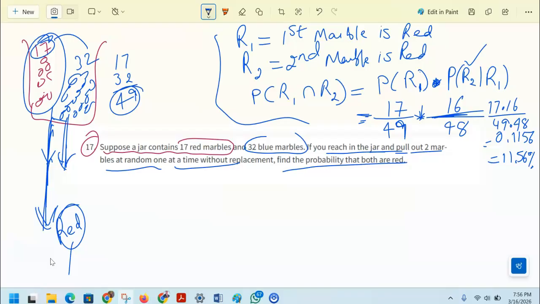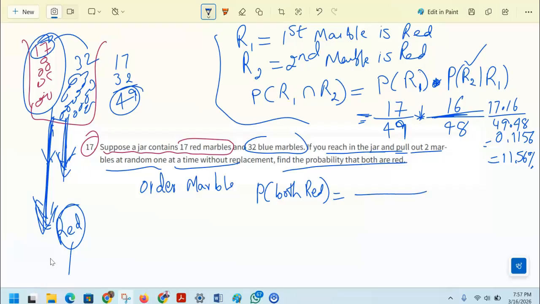The question is, is there another way to do this? And you can see because you're not replacing here, the order matters. So if the order matters, we can also use the permutation rule. That means we can say, okay, probability both red is directly the ratio of nPr, because permutation. That means you're pulling two marbles out of 49, so 49P2. And the top one, because there are 17 red, is 17P2.